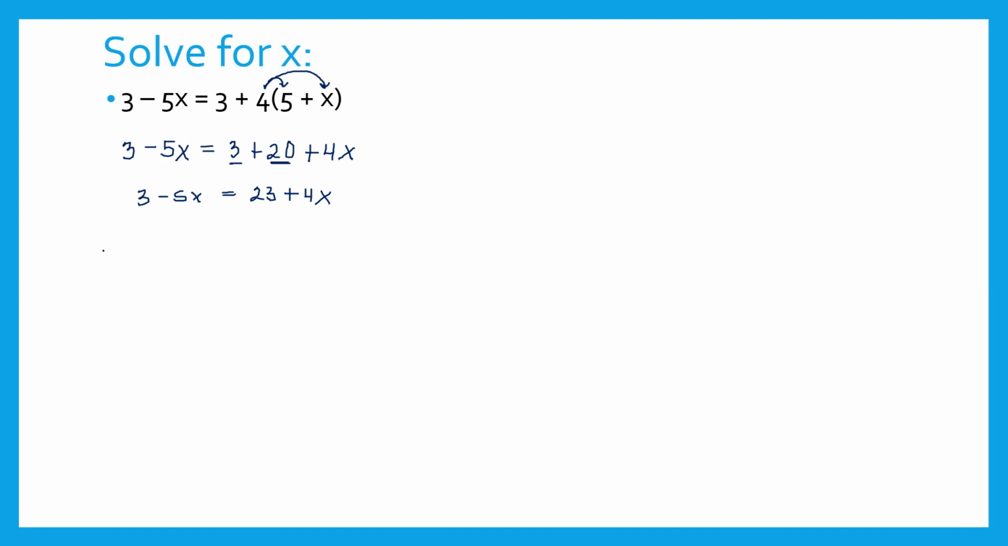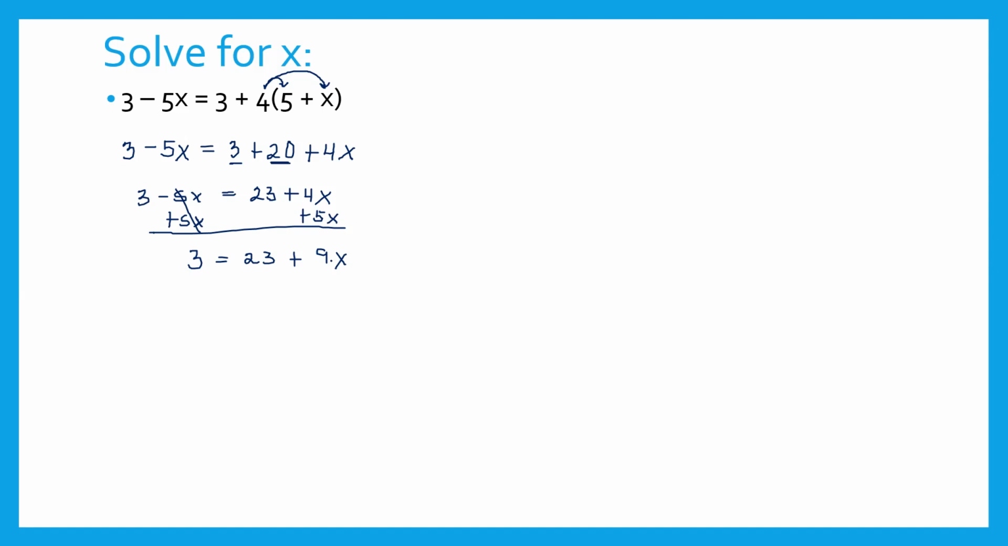Now I'm at step 3 in the equation solving process, and for me, I like to get my variable terms together first. I personally like to eliminate any negatives, and so I see the negative 5x on the left-hand side, so I'm going to do the opposite and say plus 5x, and I have to do the same thing to both sides in order to move a term across the equals. So on the left, the negative 5x and positive 5x cancel, so I have 3 is equal to 23 plus 9x.